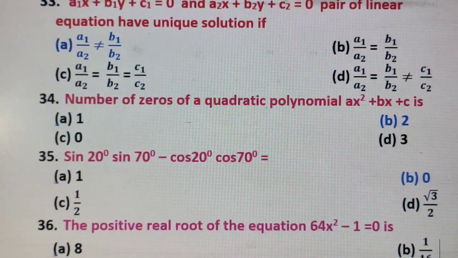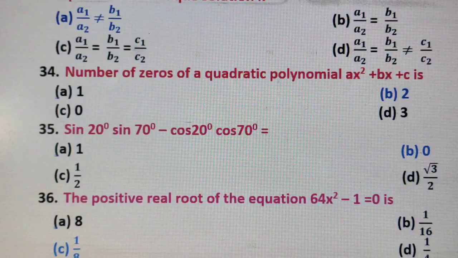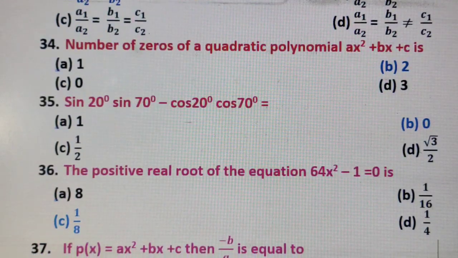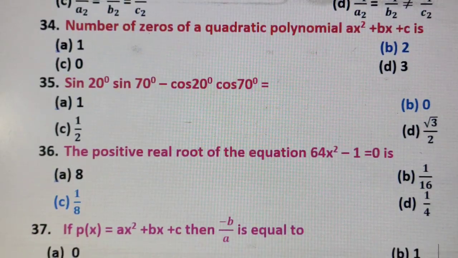The positive real root of the equation 64x square minus 1 equals 0 is 1 by 8. 64x square equals 1, so x square equals 1 by 64, or x equals plus minus root of 1 by 64, that is plus minus 1 by 8. The positive real root is 1 by 8.